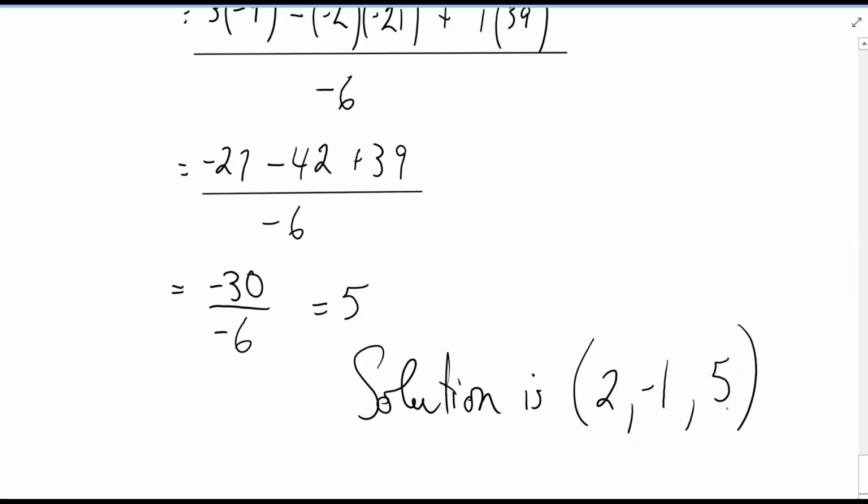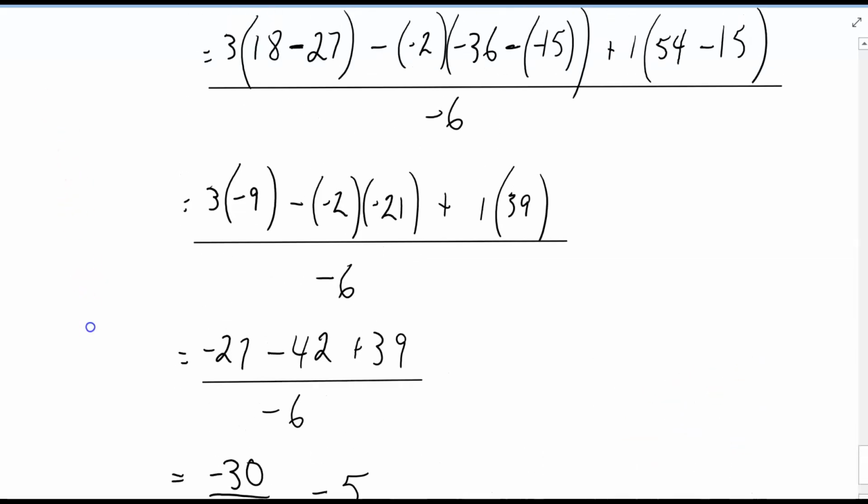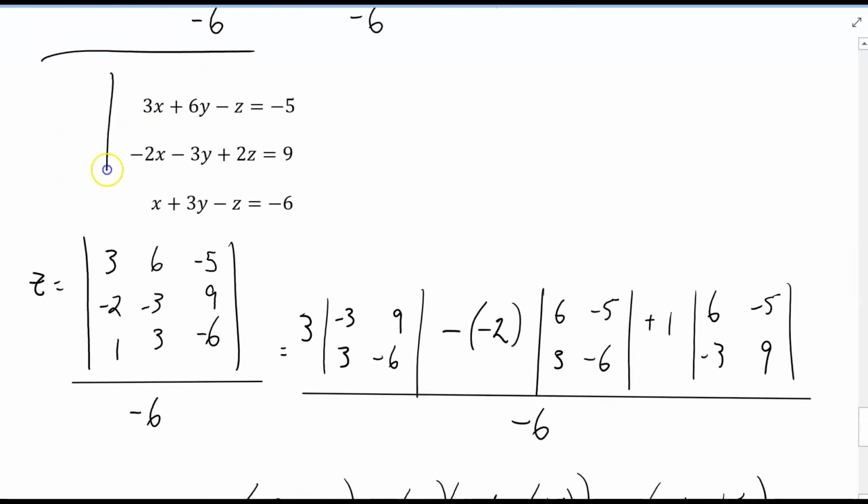This means that those 3 values satisfy each of these equations, and they are the only values that do.